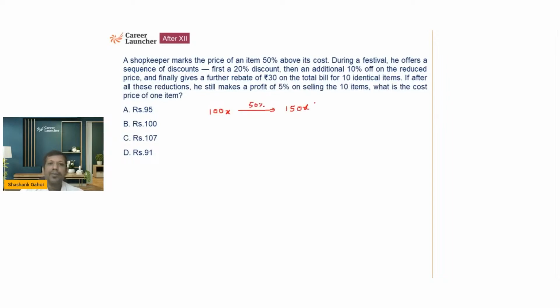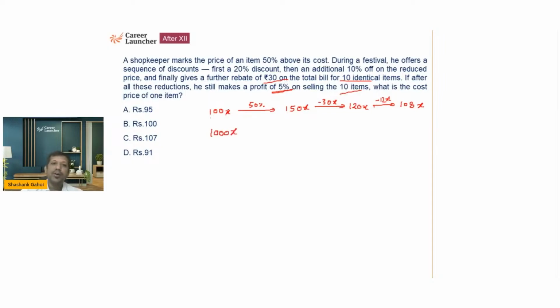Okay. Then he gives a 20% discount. So 20% of 150 is going to be 30x. So the price becomes 120x. Then he gives a 10% discount, that is 12x. The price becomes 108x. And if someone is buying 10 articles, then he gives 30 rupees additional discount. And he is still making a profit of 5% on selling 10 items. So what is the cost price of 10 articles? That is going to be 1000x.